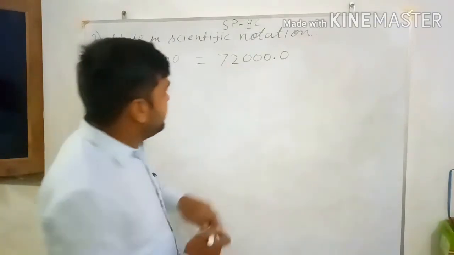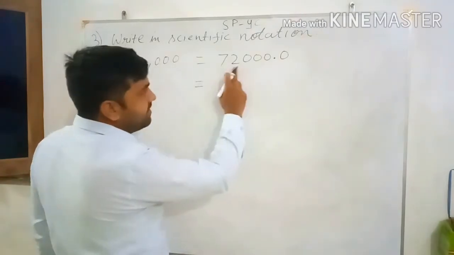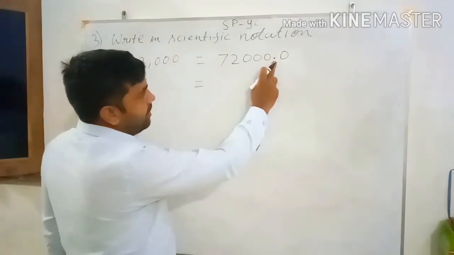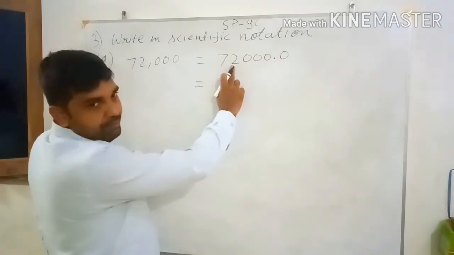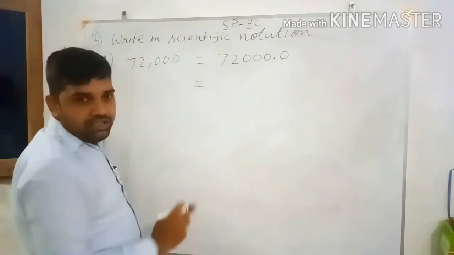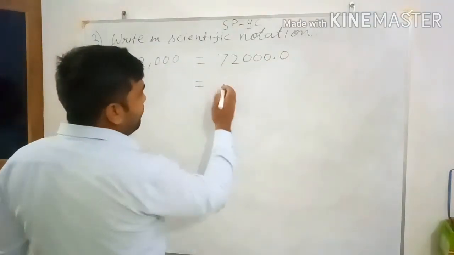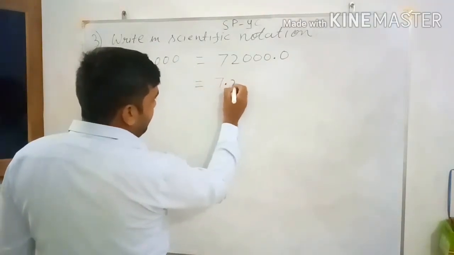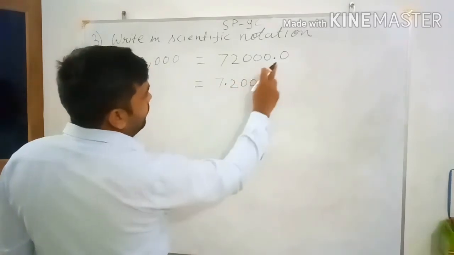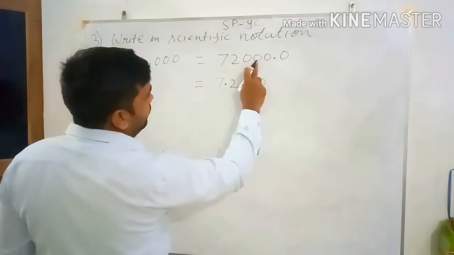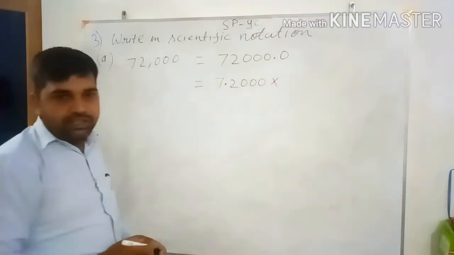Now to write this number in the scientific notation, I have to shift this decimal to the left. How many places left? 1, 2, 3, 4. Means I have to bring this decimal after 7. Then the number will become 7.2. See, zeros are there, 1, 2, 3 zeros. This is the first factor, 7.2.